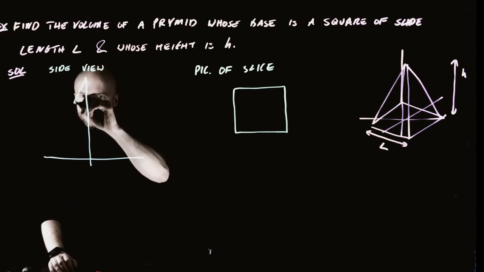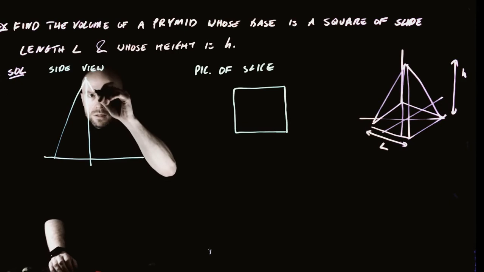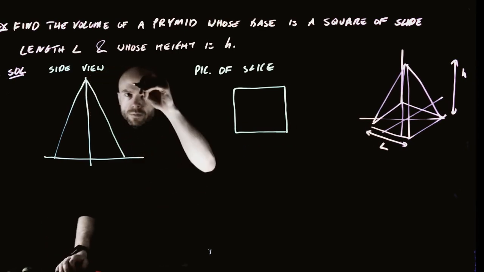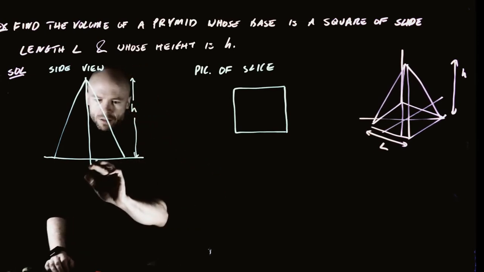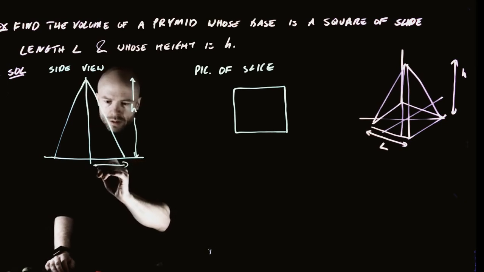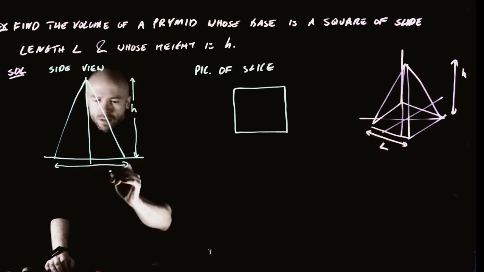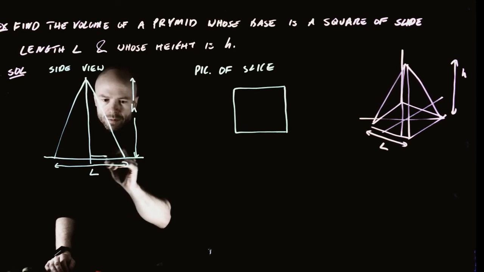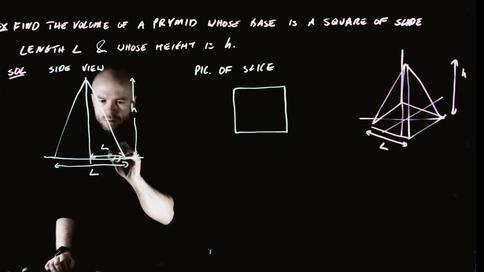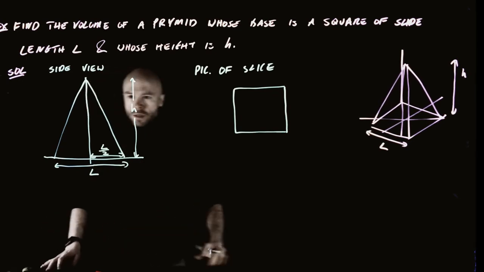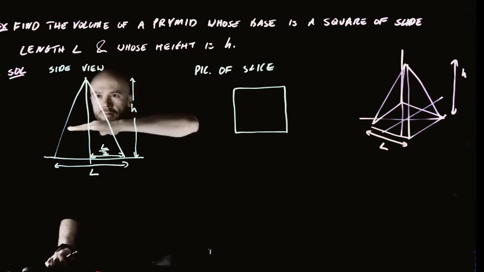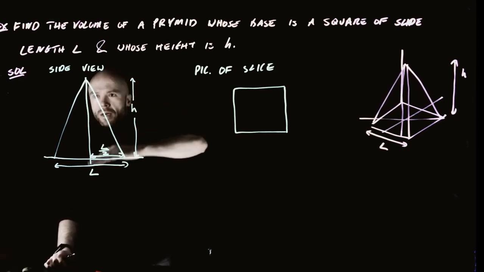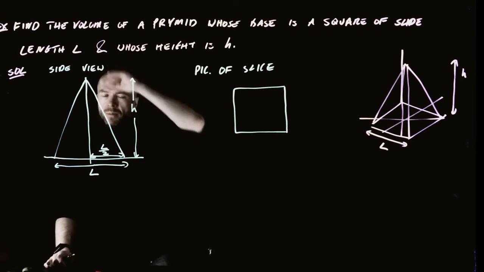If you draw the side view, then it looks like this. Height is h, and then this base here, the entire base is L. So from here to here will be L over 2. Cool. And if we're going to slice it like this, then every slice comes like this, and it's going to be defined by the y.